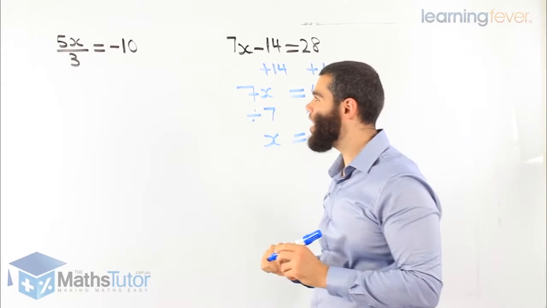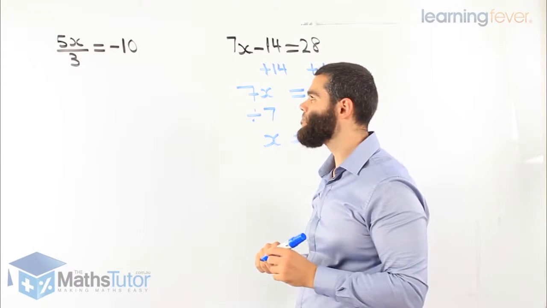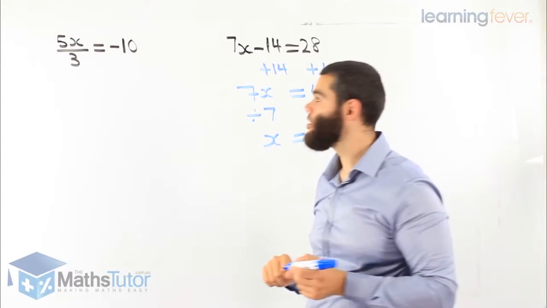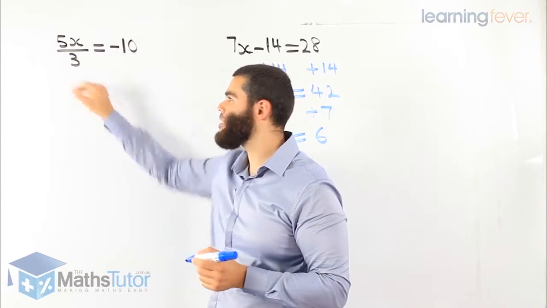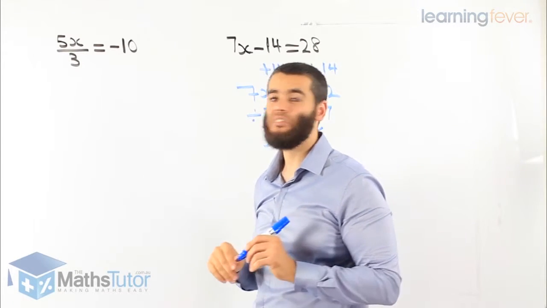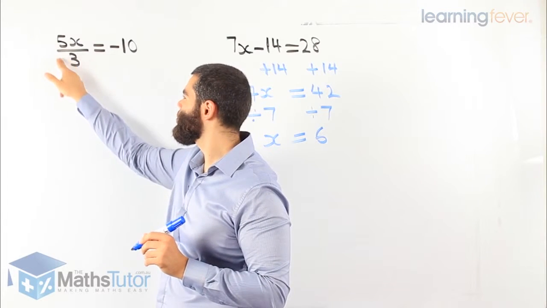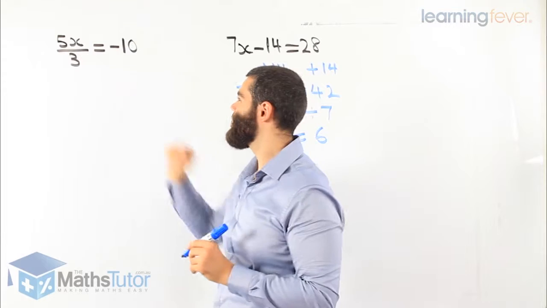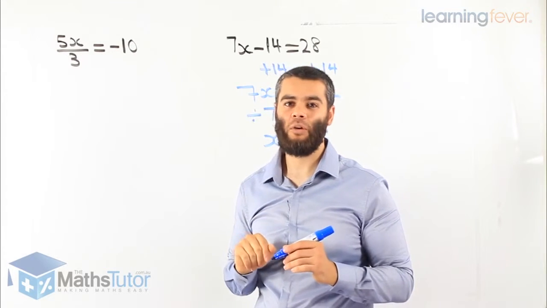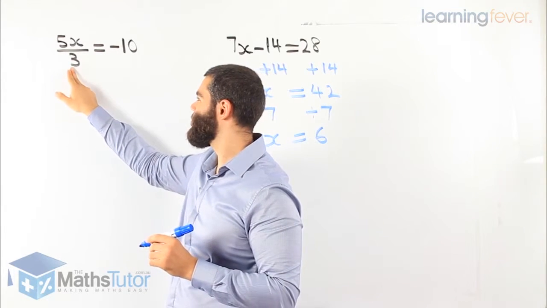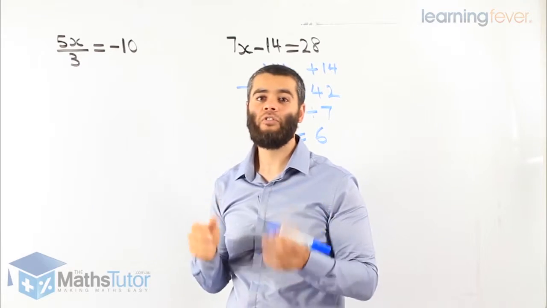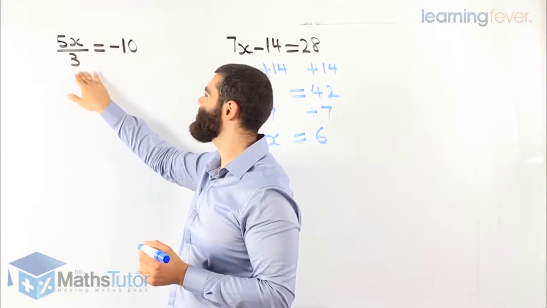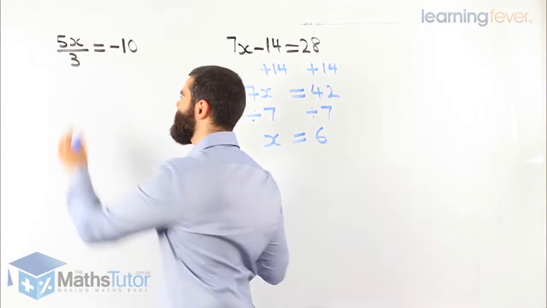Last one. 5x over 3 equals negative 10. This seems a little different because we have a fraction, but it's still a two-step equation. We have two numerals next to the x on the left-hand side. Which one do we start with first? Do we have to get rid of the 3 or the 5 first? The furthest one away. The one downstairs, there it is. We have to get rid of it.